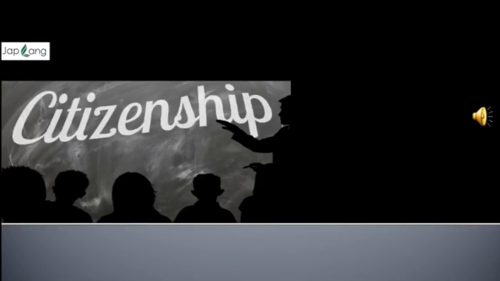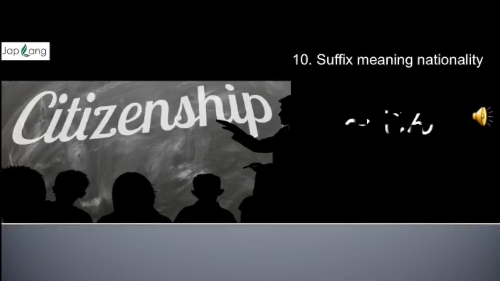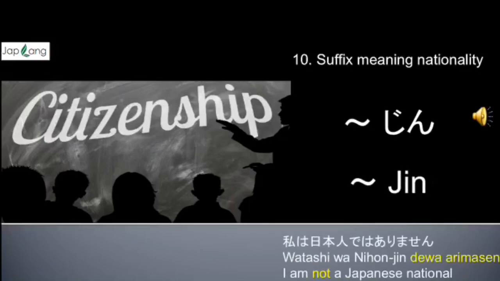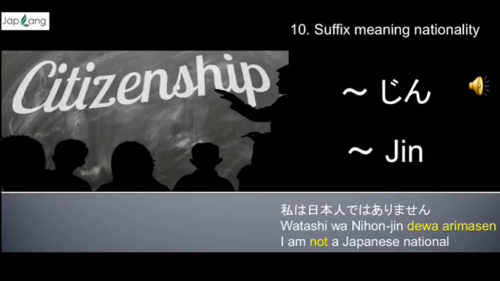So citizenship is a suffix meaning nationality. We call it jin, right? All right. So for now, let's hear how the Japanese sound it. Jin. Example sentence will be watashi wa nihonjin de wa arimasen. It means I am not a Japanese national. So de wa arimasen you can relate with not, and jin, of course, is national. So nihonjin will be Japanese national.